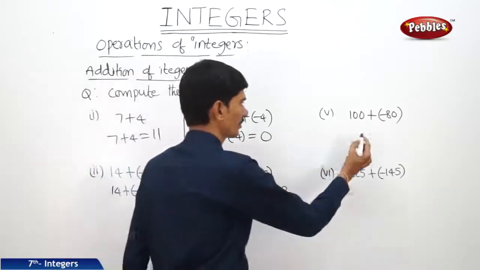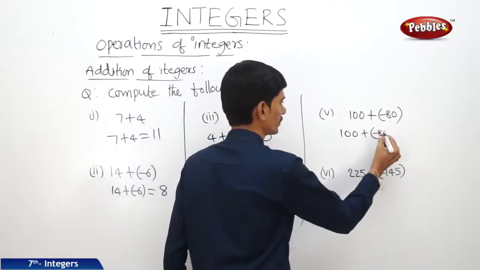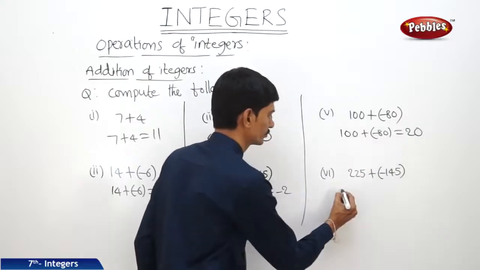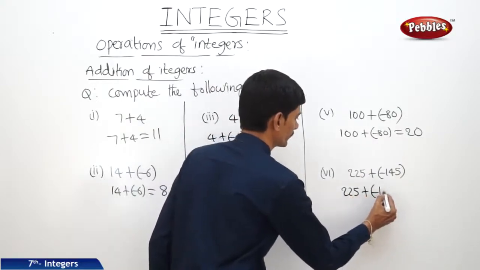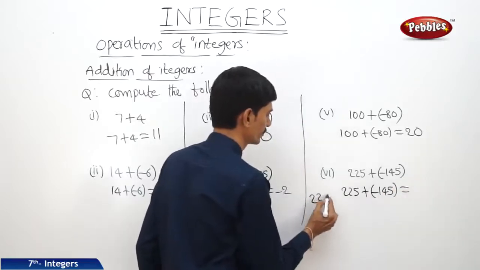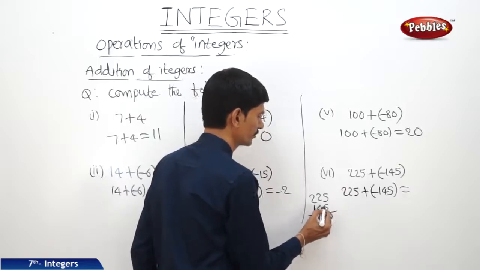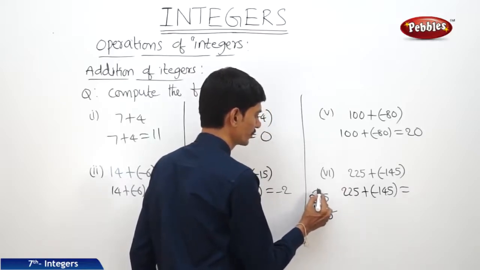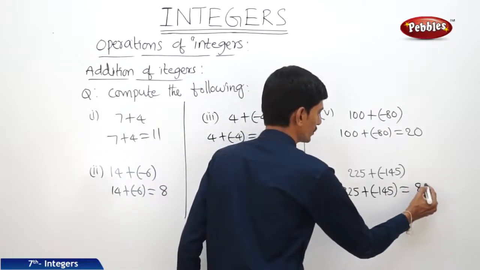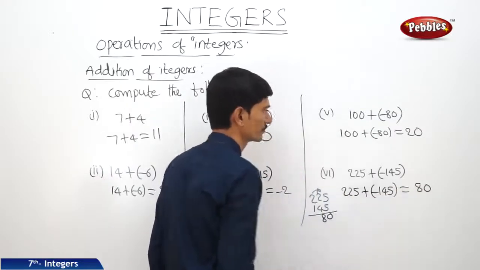Then 100 plus minus 80 equals 100 minus 80, which is 20. 225 plus minus 145 equals? When we subtract 145 from 225, we get 5 minus 5 is 0, 2 minus 4 needs a carry of 10, so 10 plus 2 is 12 minus 4 is 8, 1 minus 1 is 0. So we get 80. And here the bigger number 225 has a plus sign, so the result is plus 80.